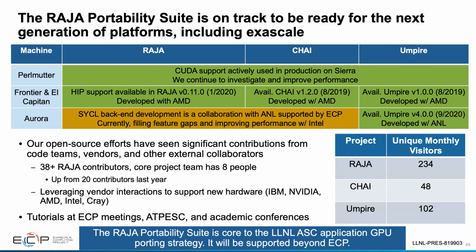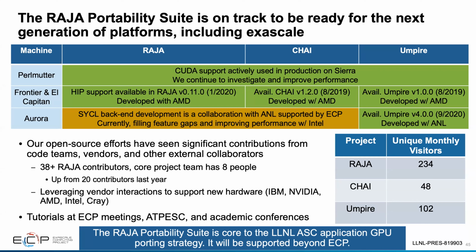For AMD platforms such as Frontier and El Capitan, we have HIP support that's been available for some time. And then for the Aurora machine, which has Intel GPUs, we have the SYCL backend in current development. This is a collaboration with Argonne, and this is part of an ECP project as well. But the support for Umpire for Intel GPUs is there now.